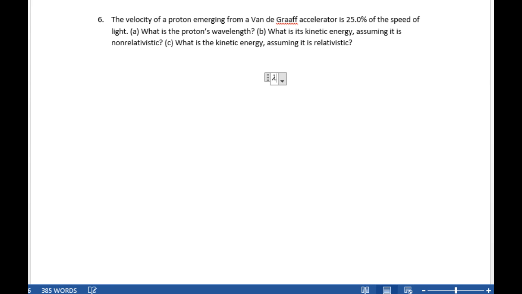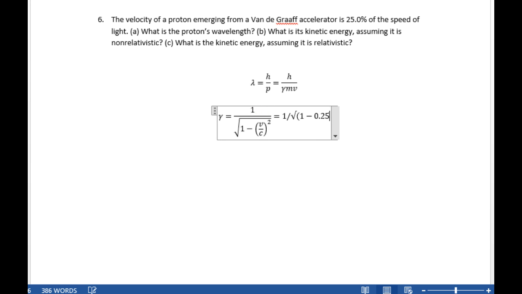Alright, so when we think of proton's wavelength, we think lambda equals h over p, the momentum, equals h over gamma mv. And gamma is in this case 1 over the square root of 1 minus (v over c) squared. In this case, v is 0.25 c, so this is 1 over the square root of 1 minus 0.25 squared.